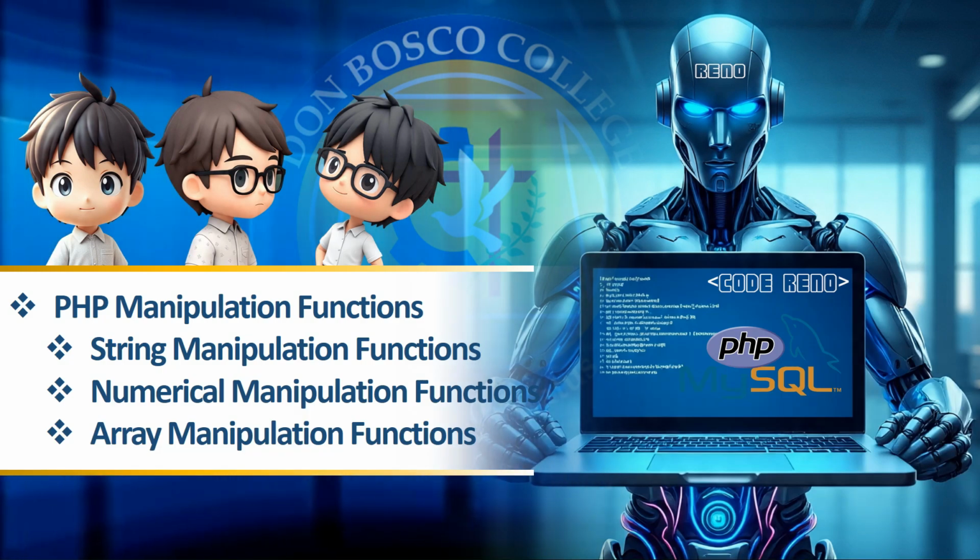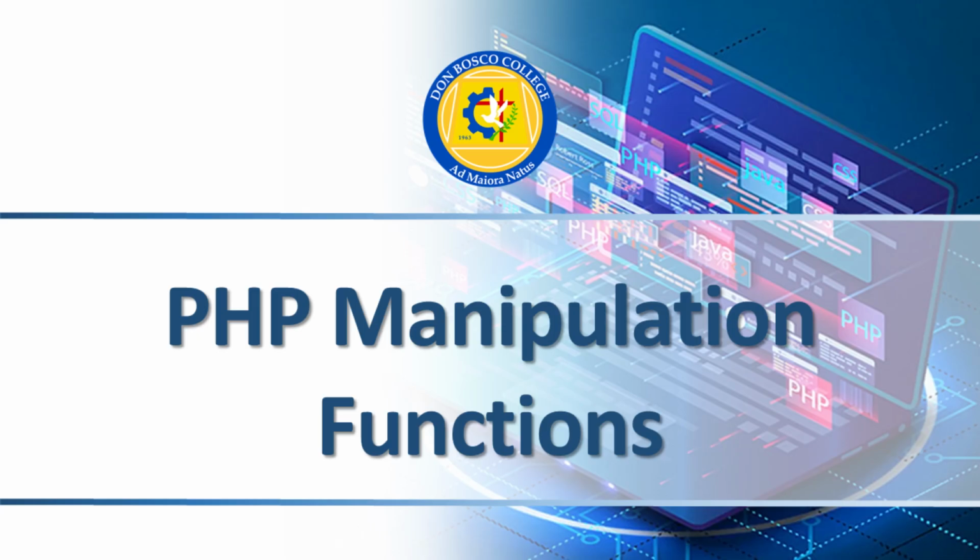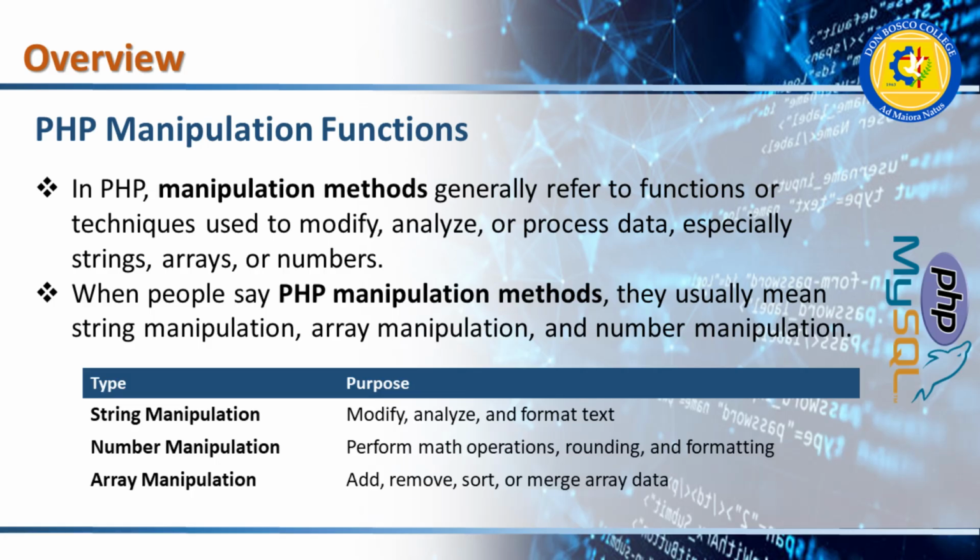Today, we will discuss PHP manipulation functions, including string manipulation functions, numerical manipulation functions, and array manipulation functions. Let us begin by first understanding the general concept of PHP manipulation functions. In PHP, manipulation methods generally refer to functions or techniques used to modify, analyze, or process data, especially strings, arrays, or numbers. And when people say PHP manipulation methods, they usually mean string manipulation, array manipulation, and number manipulation.